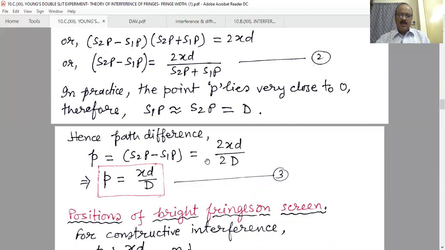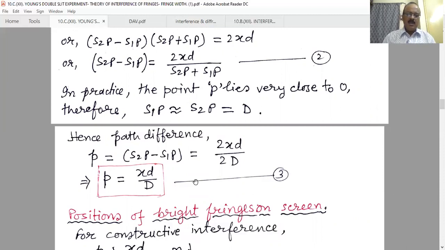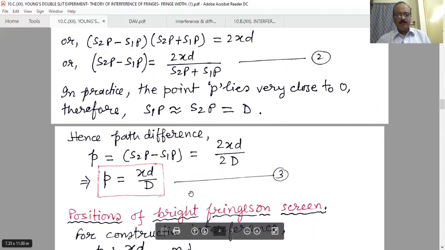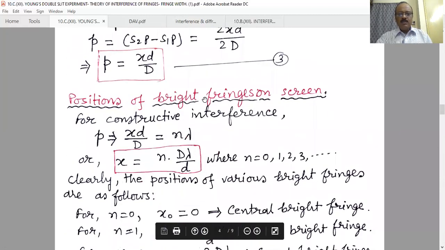And from that, we get the path difference, that is xd by capital D, and that is a very, very important one. What is the path difference in terms of x? X represents the position of the point P on the screen, d is the distance between two slits, and capital D is the distance between the slit and the screen.